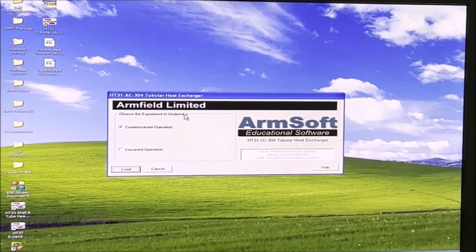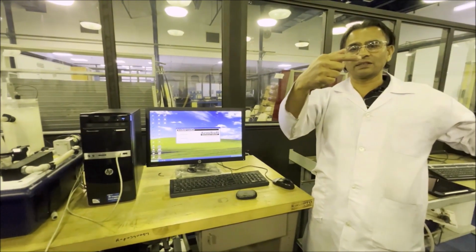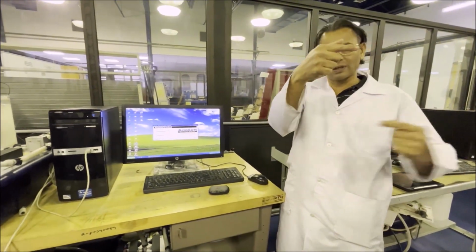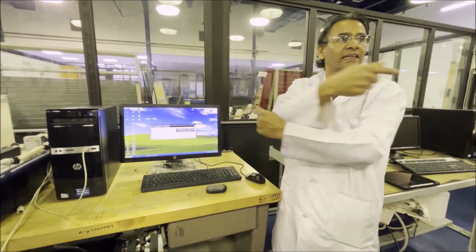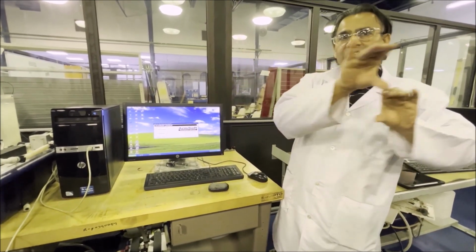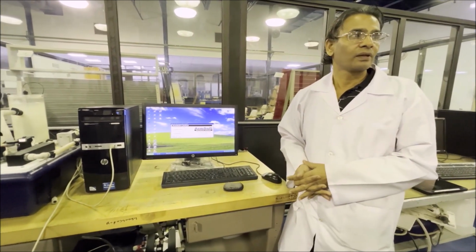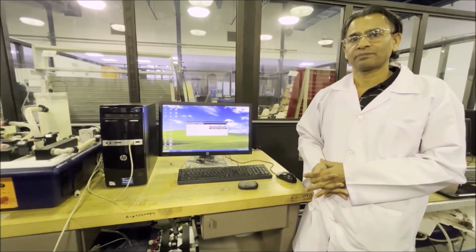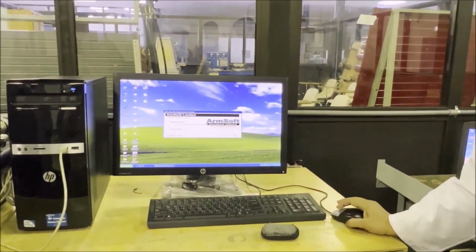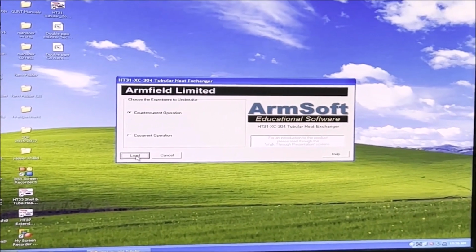What is meant by counter current? If hot water is flowing in this direction, and cold water is flowing like this, then it is the opposite direction, and it is called counter current. If both waters are flowing in the same direction, it is called co-current or parallel flow heat exchanger. Understand? So today first we will select counter and then we will select co-current. So click on counter and load.